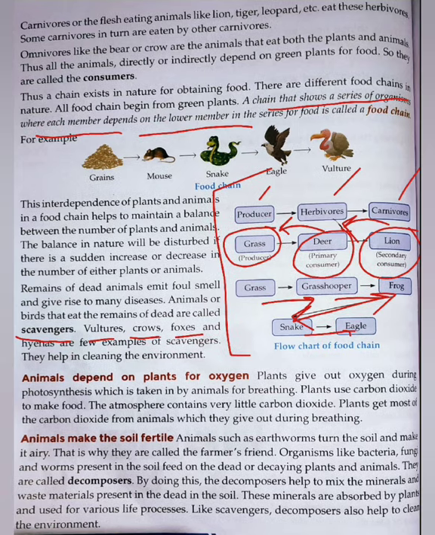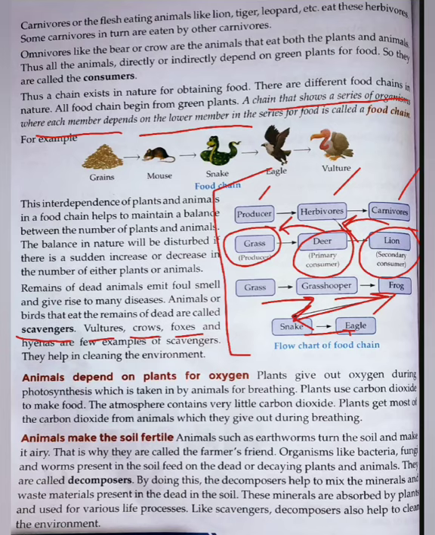Next, animals depend on plants for oxygen. Yes, as I've already told, plants give out oxygen during photosynthesis, which is taken by us or other animals for breathing. And in return, plants use carbon dioxide, which we exhale. So they use that carbon dioxide for preparing their food. Even the atmosphere contains very little carbon dioxide. So plants get most of the carbon dioxide from animals, which they give out during breathing.